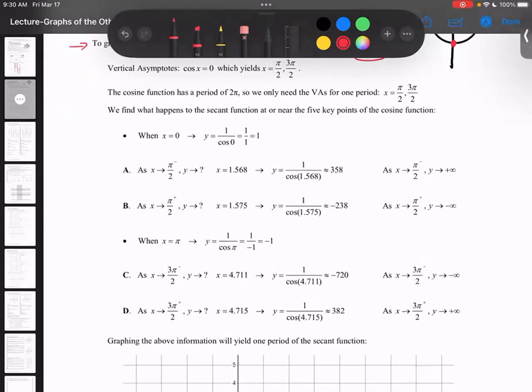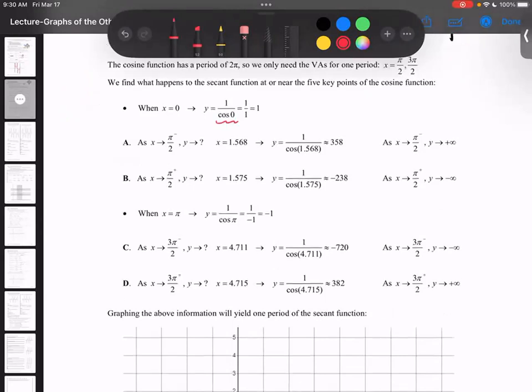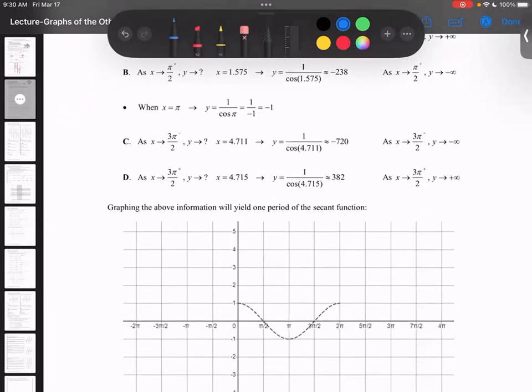When x equals 0, you plug it in. Cosine of 0 is 1. 1 divided by 1 is 1. So when x equals 0, it is 1.